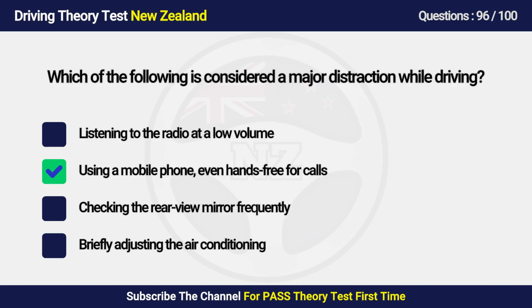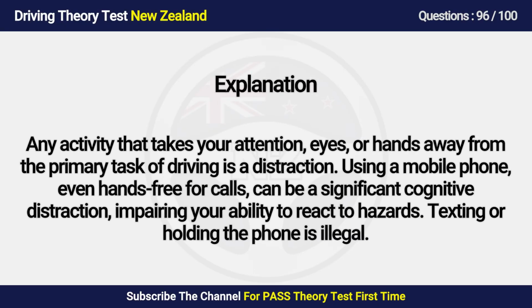Answer is B. Using a mobile phone, even hands-free for calls. Any activity that takes your attention, eyes, or hands away from the primary task of driving is a distraction. Using a mobile phone, even hands-free for calls, can be a significant cognitive distraction, impairing your ability to react to hazards. Texting or holding the phone is illegal.